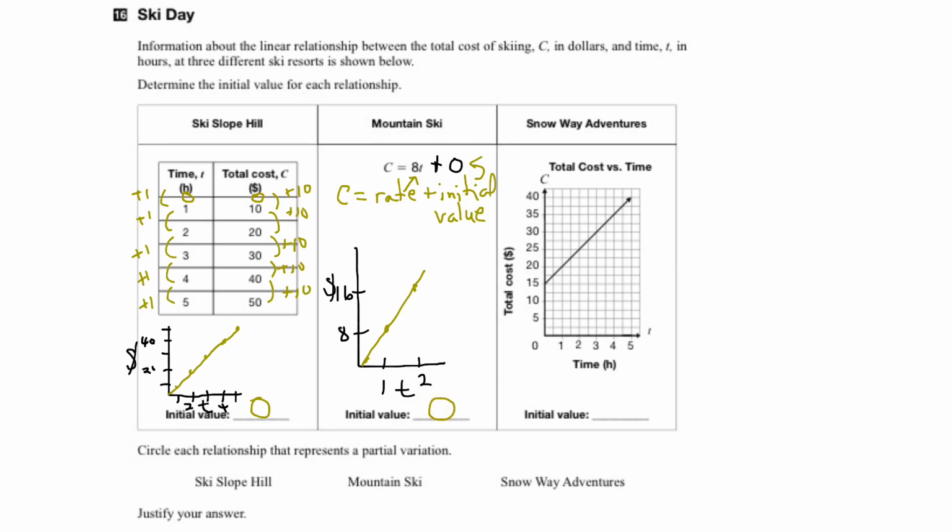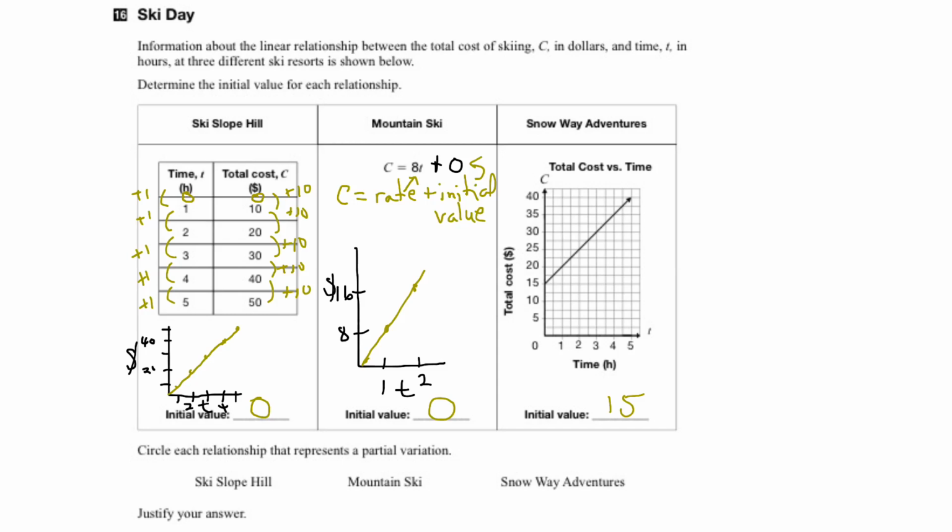Okay, so let's look at our third option, Snowway Adventures. Here they give us a graph. An initial value is where the line crosses the vertical axis, the cost axis. So if we follow the line down to the beginning, we can see that it crosses at $15. So our initial value here is 15. In other words, they're going to charge us $15 even before we ski, and then they're going to charge us an hourly rate on top of that. Okay, so now we've figured out the initial value for each option.